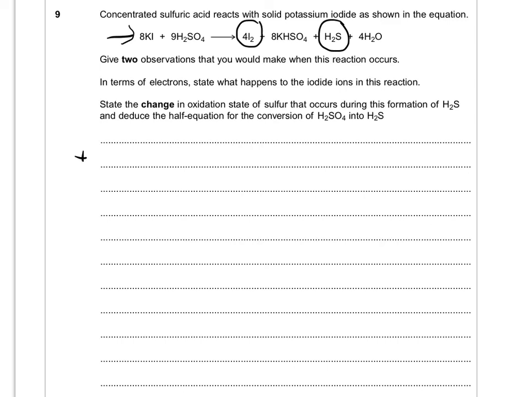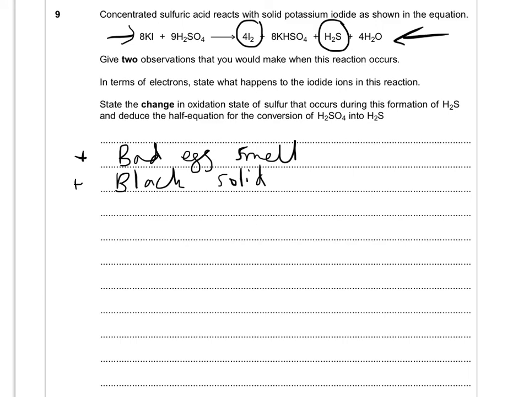So H2S will give you a bad egg smell. You won't be able to see it, but you'll be able to sense it. And the I2 will be a black solid. So those are the only things that you'll get credit for. The sulfur that you might see during this reaction, you won't, because it's not in this equation. And then in terms of reactions, what happens to the iodide ions in this reaction? Well, these go from I minus to I2, from a -1 oxidation state to a 0 oxidation state. So they lose electrons. So I minus loses electrons.